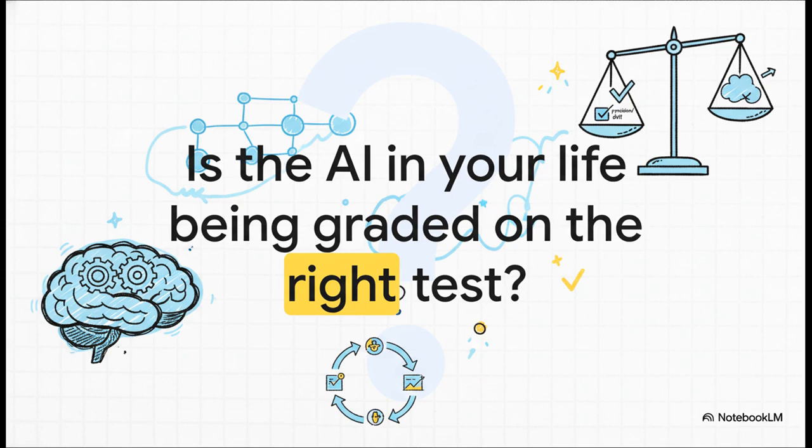And that kind of leaves us with one final big question to chew on. We know that the AI that's woven into our daily lives is constantly being tested and graded. But is it always being graded on the right test? When we choose between precision and recall, are we making the choice that's actually best for us? It's definitely something to think about.